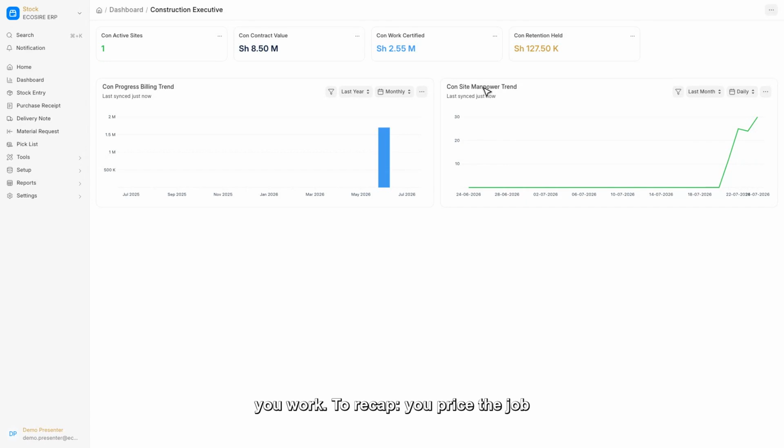To recap, you price the job once in the BOQ, certify progress each month with retention and advances handled for you. Pay your subcontractors on the very same basis. Log the site each day and watch it all come together on one dashboard.